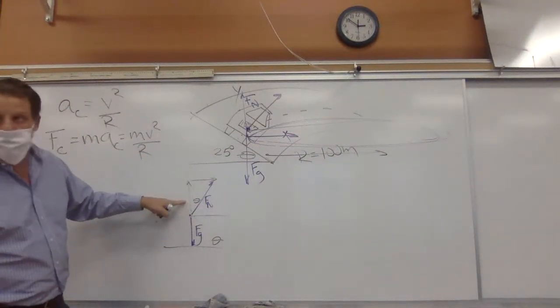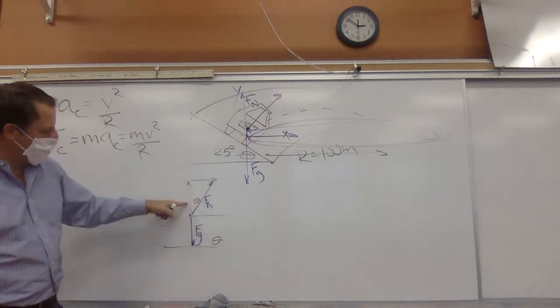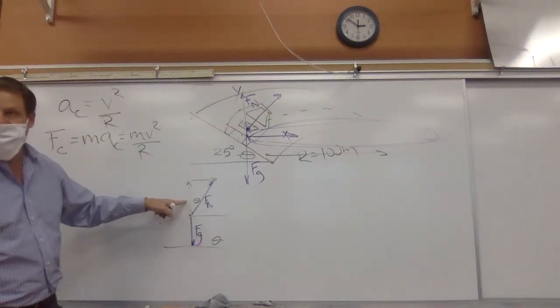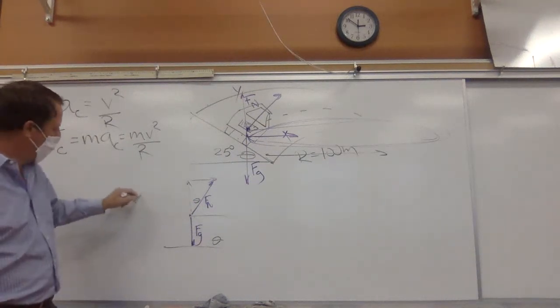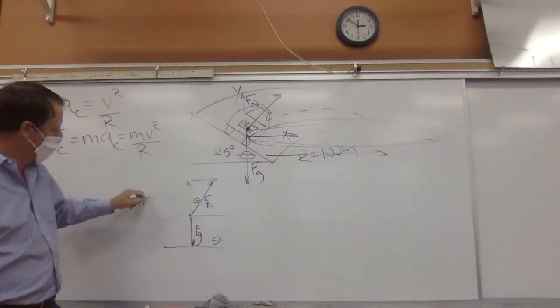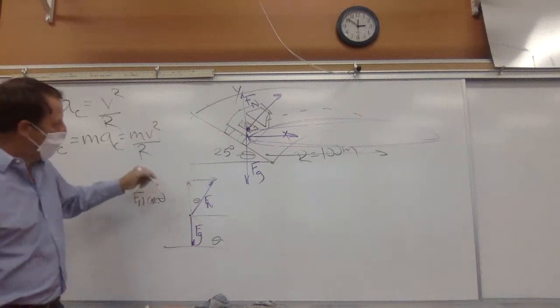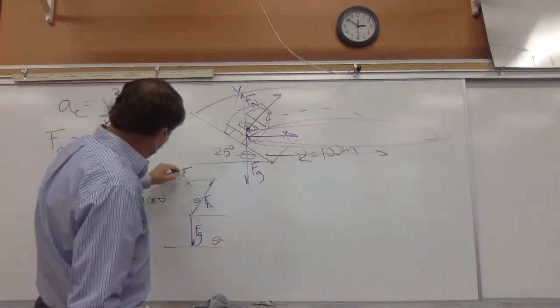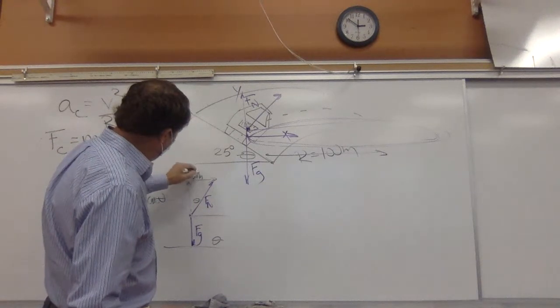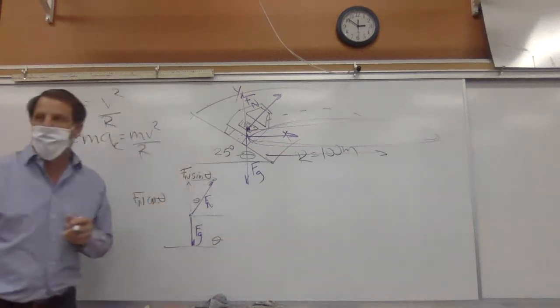Okay, now this one over here is the hypotenuse and this is the angle. So now we can identify what this is, and that's going to be force normal cosine theta. And so this other one is going to be force normal sine theta.